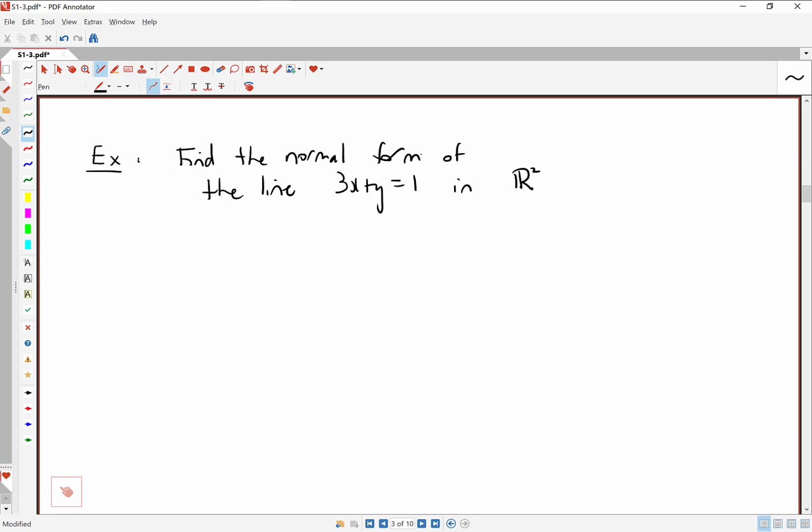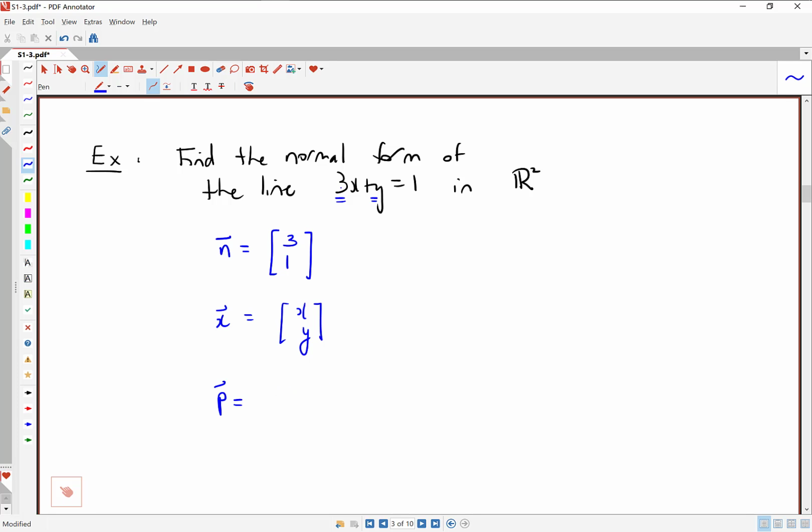So let's find the normal form of the line 3x plus y equals 1 in R2. We're going to need 3 things. We need our normal vector. So just grab the coefficients from the general form, put them in order, and that forms your normal vector. Vector x is just a vector that contains your variables, so x, y. And then vector p is going to be the vectorization of any point on the line.